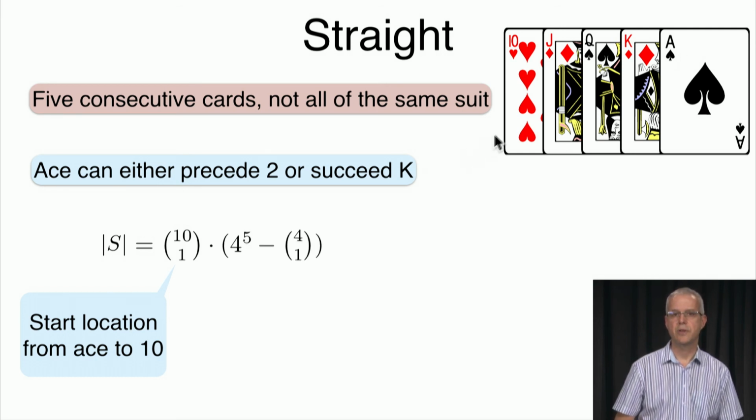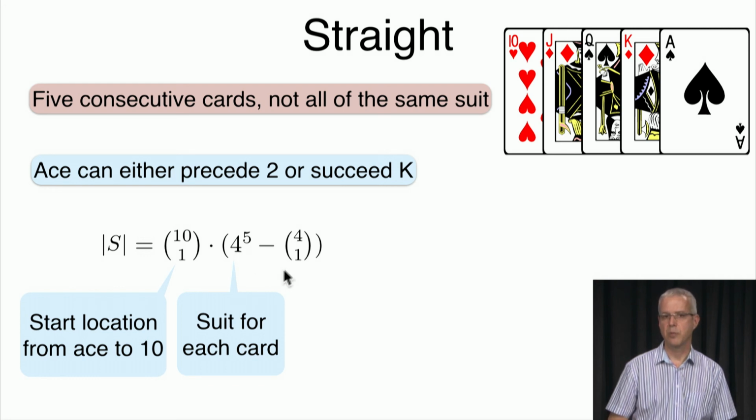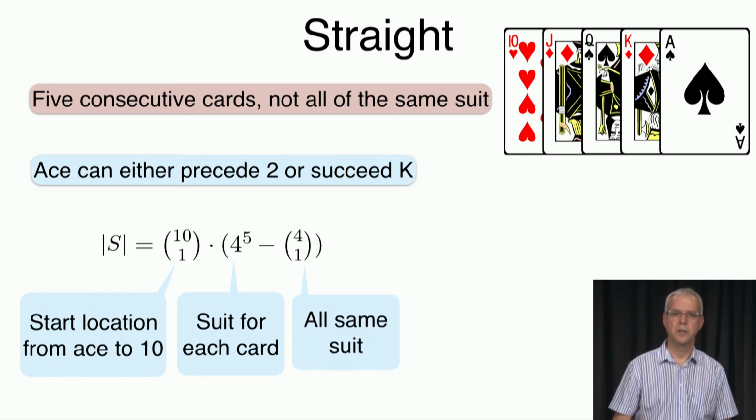But remember that we want them not to be all of the same suit, so we need to subtract. So 4 to the 5 is the number of ways of picking a suit for each card. But we are not interested in hands where all of them are of the same suit. Luckily, there are very few such hands. If the cards are 10, jack, queen, king, and ace, they're either all hearts, or the same thing of diamonds, spades, and clubs. So there are 4 choose 1 hands that are flush, that are the same suit, corresponding to just picking the 1 suit. So we need to subtract that.